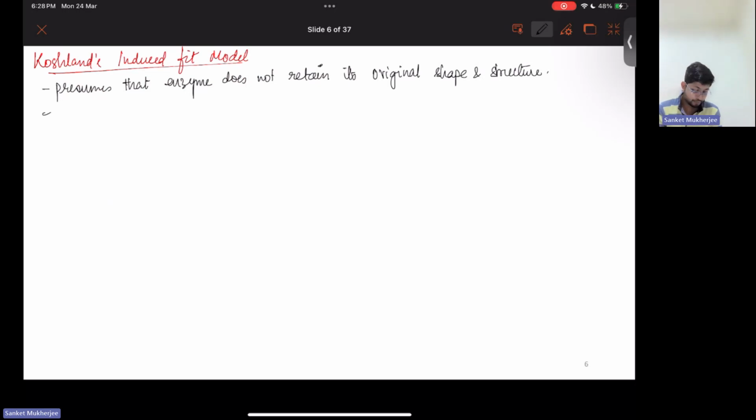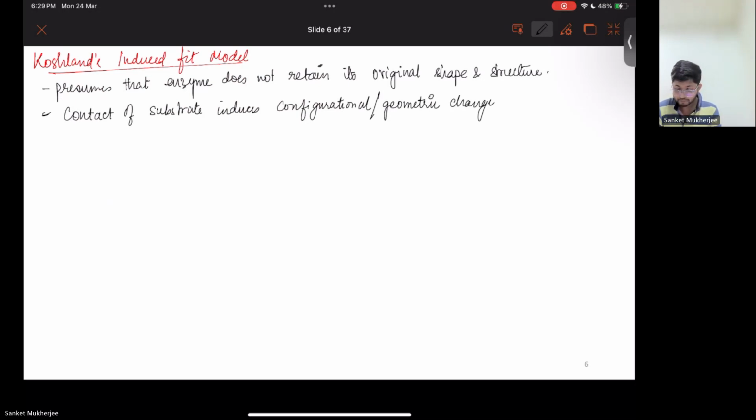But what happens is contact of substrate induces configurational or geometric changes, right? So what happens as a consequence is that the enzyme fits completely.